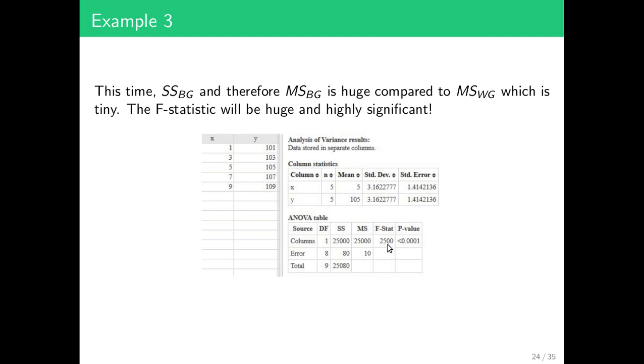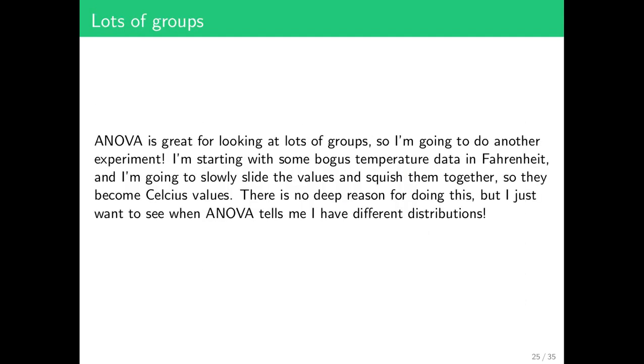So notice the F statistic is blown out of the water, and now the p-value is tiny. Well, that's obvious. If you just look at that, we have a whole bunch of points centered around 5 and a whole bunch of points centered around 105. They're clearly different, and the statistics backs us up.